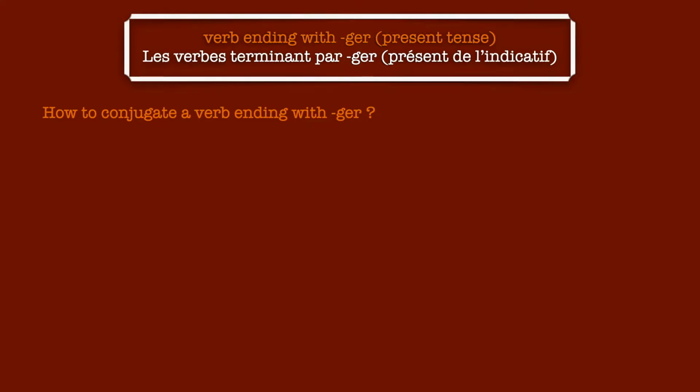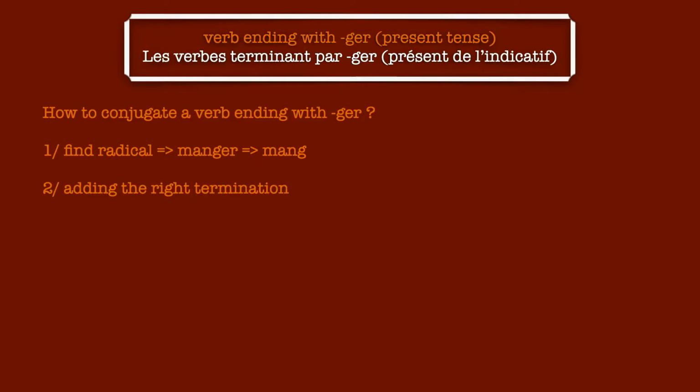So the main question is, how to conjugate a verb ending with er in present tense. It starts the same way as in conjugation video number 1, and if you haven't seen it, go check it out to understand better the basics of conjugation of verbs ending with er. Anyway, the first thing to do is finding the radical, as we can see with the verb manger. You need to remove the er termination to find the radical.